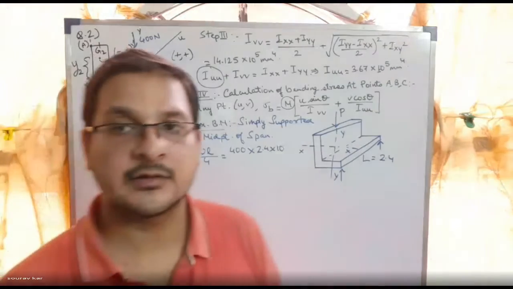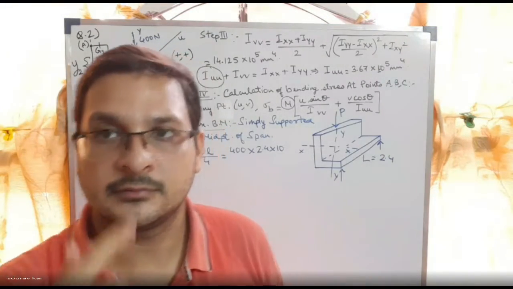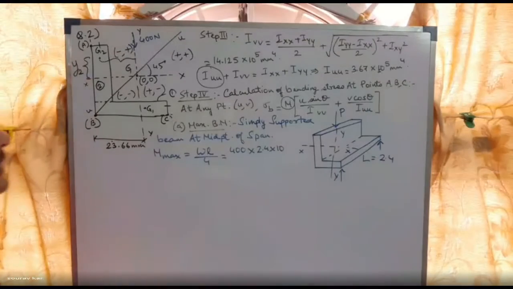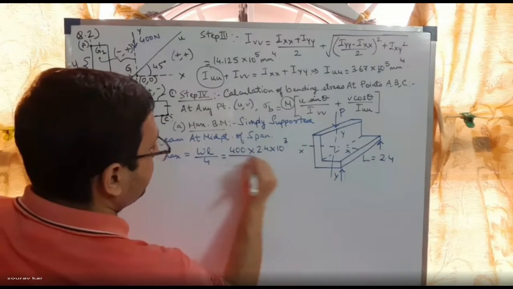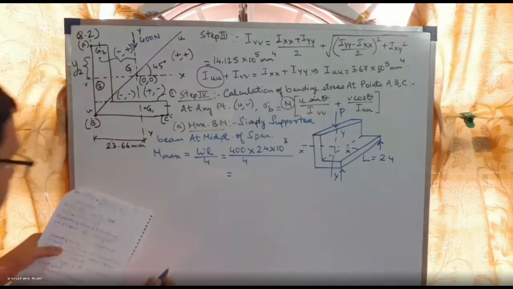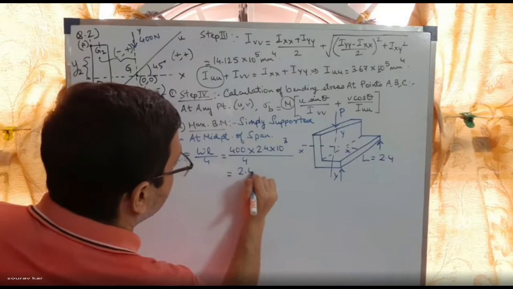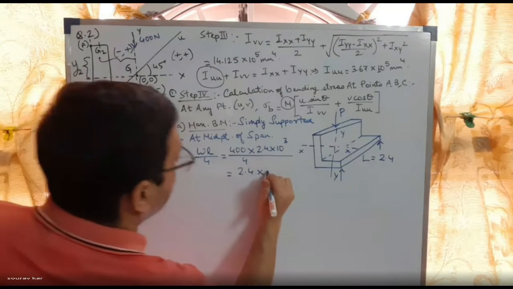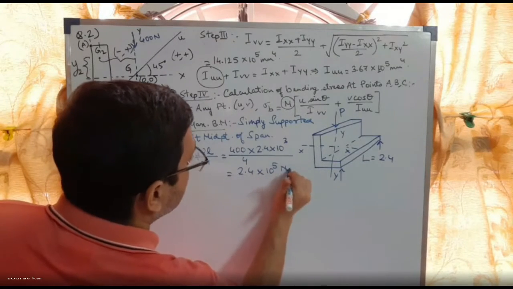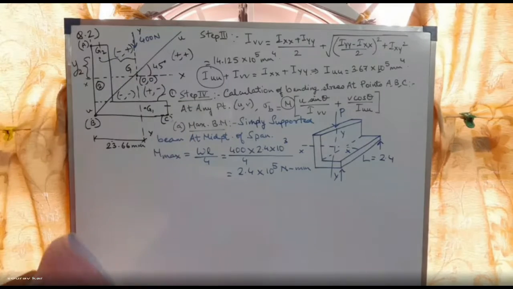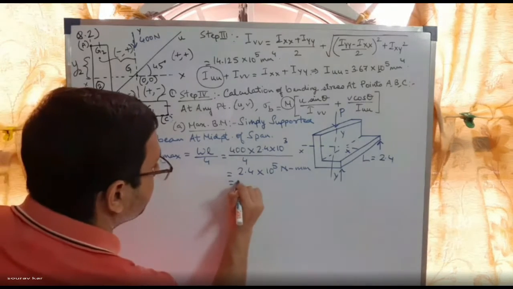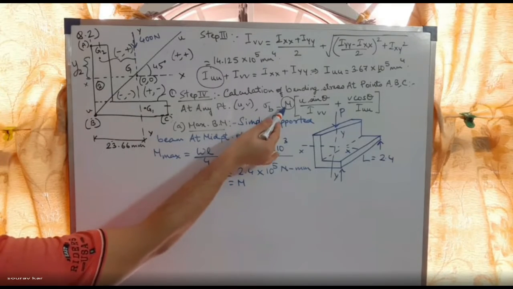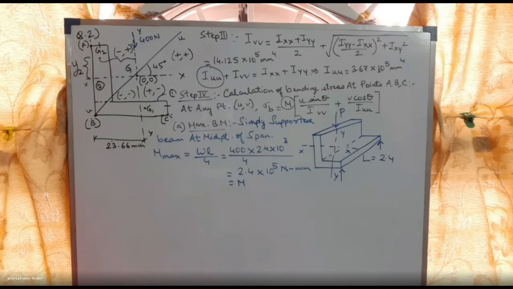Load is given in Newton, 400 Newton. So 400 into 2.4 into 3 whole divided by 4. That will be equal to 2.4 into 5 Newton millimeter. So I have got the maximum moment. This will be equal to M, which I showed you here. This M is the maximum moment.